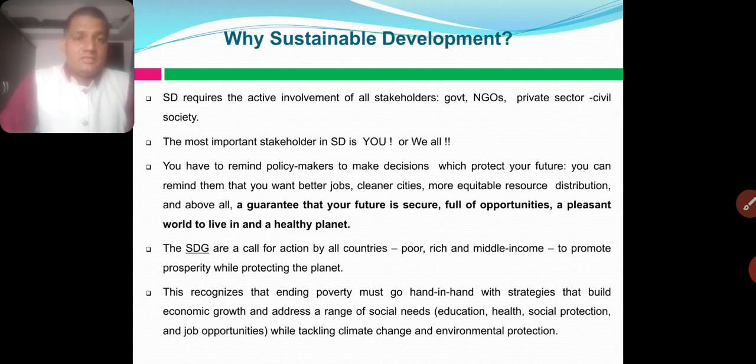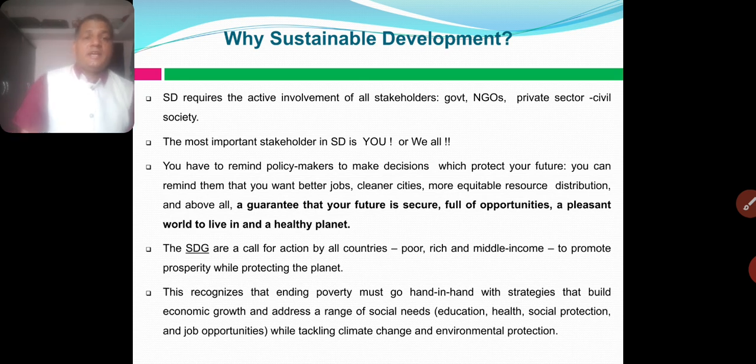Afterwards, when the sustainable development goals were fixed, earlier there were 7 goals. Later, in 2015-16 onwards, they fixed 17 goals, and accordingly they are working on those themes. The sustainable development goals are a call for action by all countries, whether poor, rich, or middle income, to promote prosperity while protecting the planet.